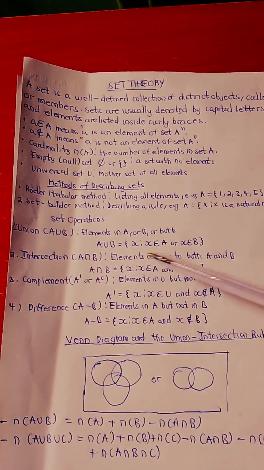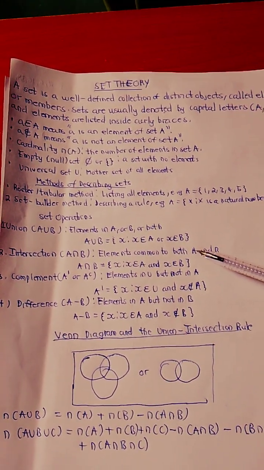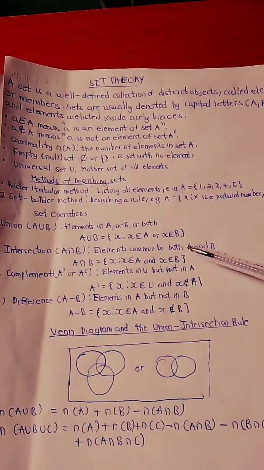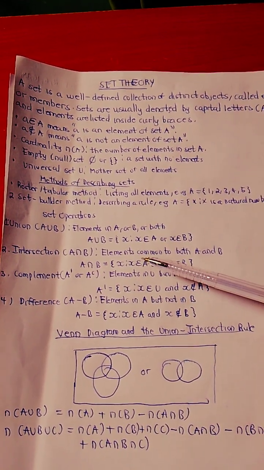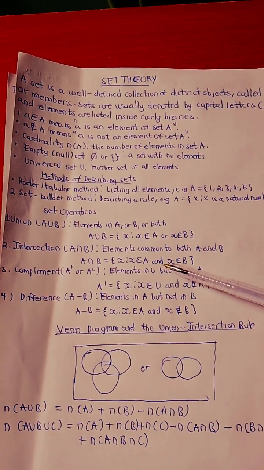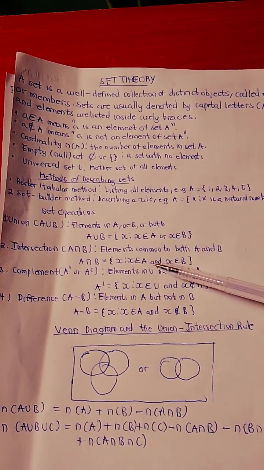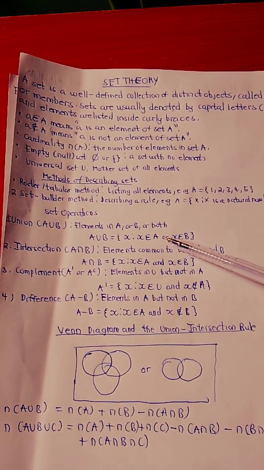Intersection means elements common to both A and B. In this further example, it is denoted as this: X is an element of A and X is an element of B. So you can see here in this difference here, you can see or here.